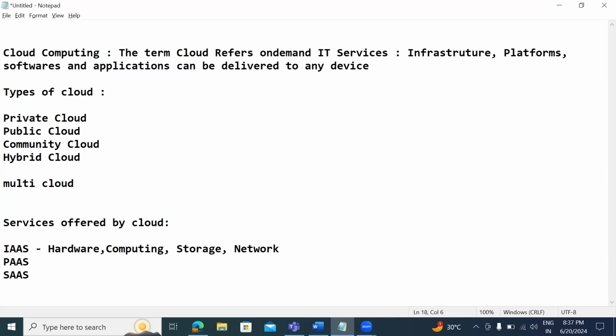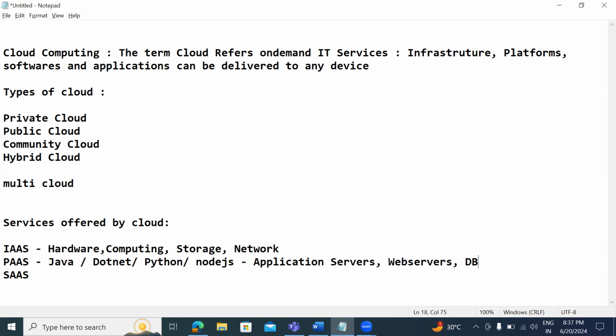And in PaaS, what are we going to get? A Java environment, or maybe a .NET environment, or Python, Node.js. Whatever platforms we want, we need application servers, web servers, database servers, and a lot of middleware, or maybe DevOps tools. All these are available as platforms. Even Active Directory, SMTP, SNMP, a lot of things are there.